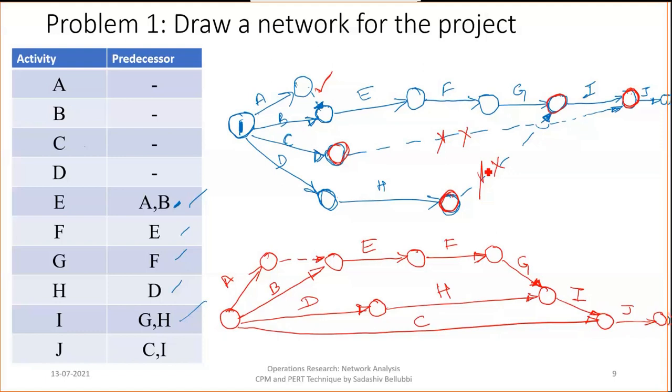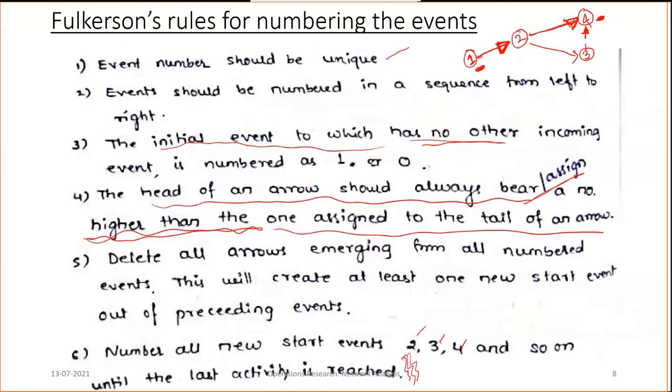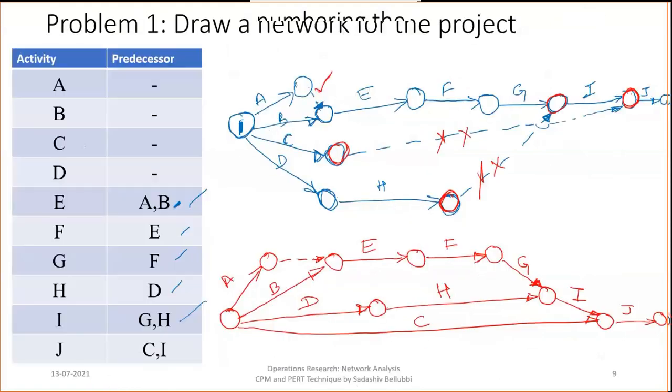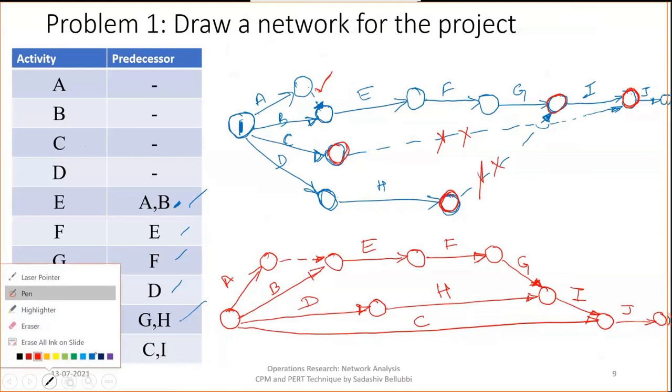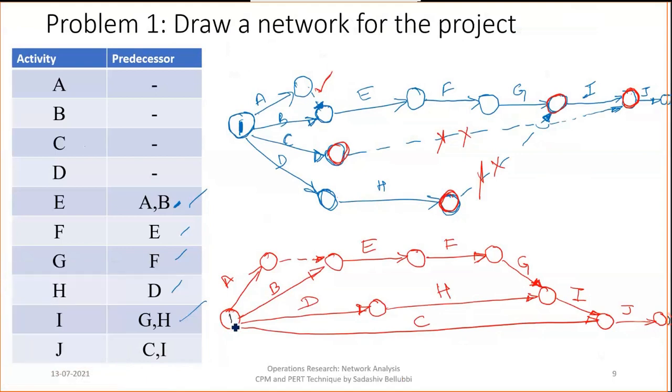And once we finish this one, we need to give the numbers from the Fulkerson's rule. So what does the Fulkerson rule say? Event number should be unique. Events should be numbered in a sequence from left to right. The initial event, which has no other incoming event, is numbered as 1. So this is 1. After that, this is 2. And this is 3. And next one, okay.